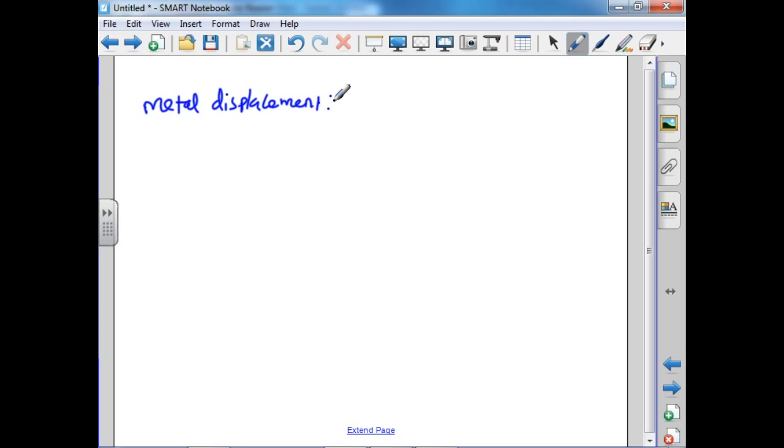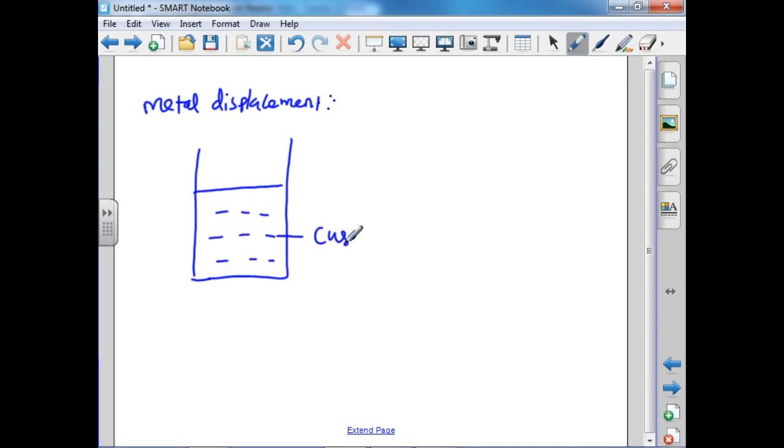For example, I am going to take a copper sulfate solution in the beaker. That is the copper sulfate solution. The color of the copper sulfate solution is blue. Next I am going to put a zinc metal strip.